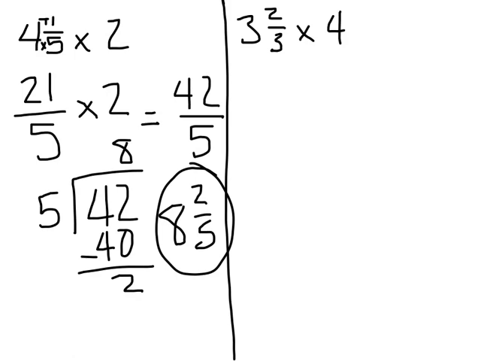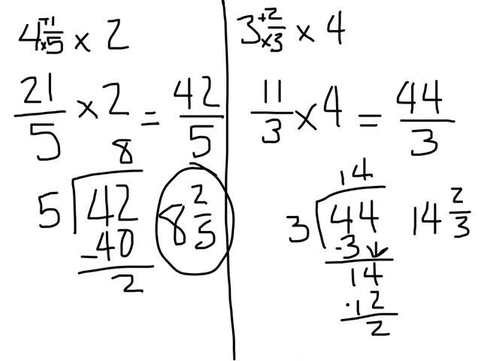Now you try one. What's 3 and 2/3 times 4? Don't forget to change 3 and 2/3 into an improper fraction. 3 and 2/3 is the same as 11 over 3. When I multiply that times 4, I get 44 over 3. When I divide, I get 14 and 2/3 as my new mixed number.